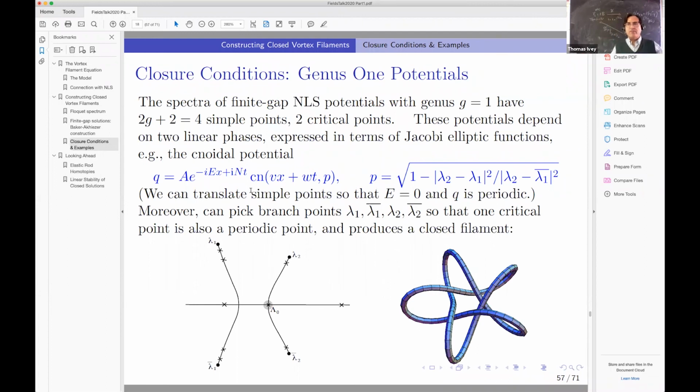And moreover, if you're careful, you can arrange the branch points so that the double points along the real axis line up with one of the corner points, and so that we get a point where you can plug into the SIM formula and get a closed curve, like, I guess this is a 2-5 torus knot that we see here.